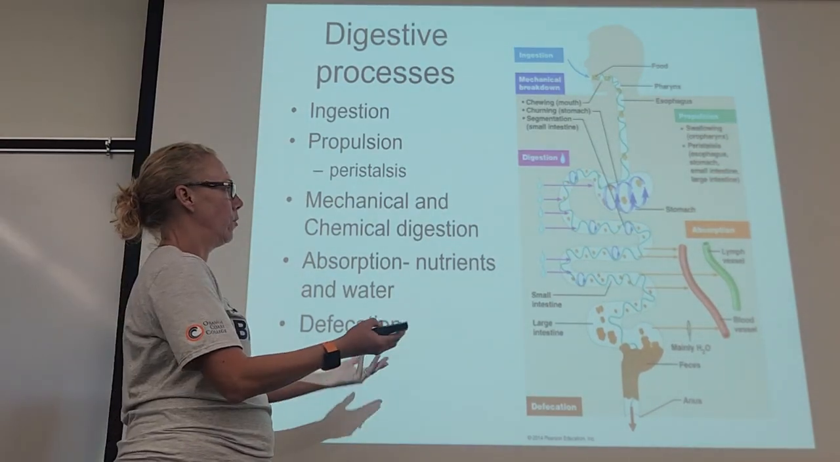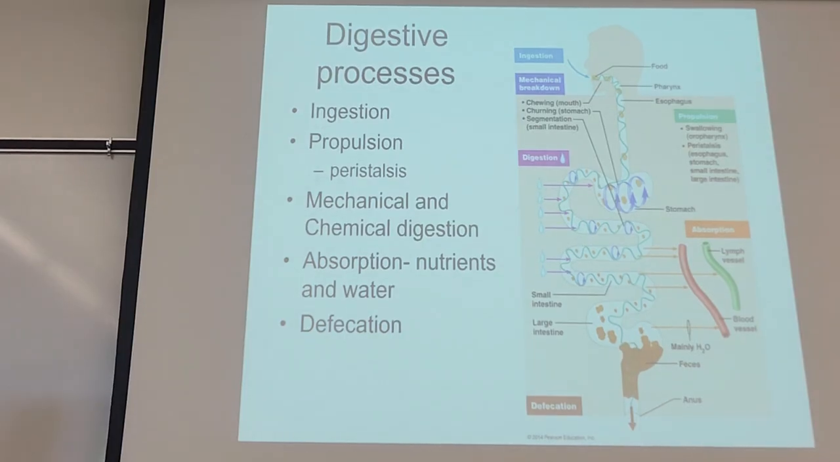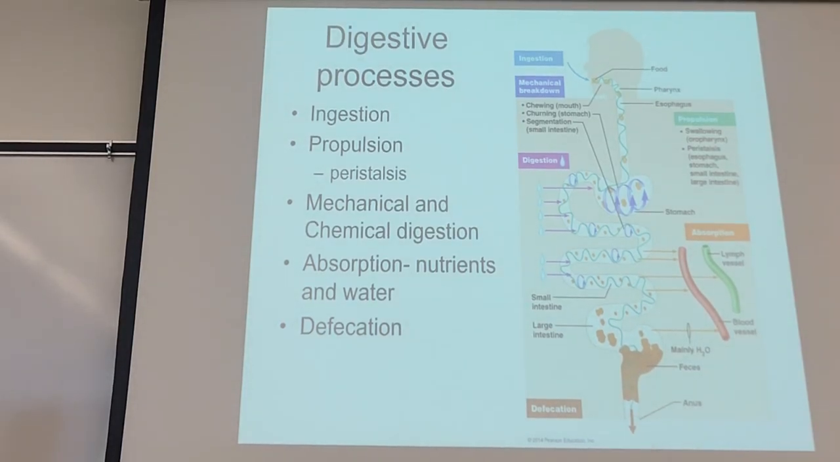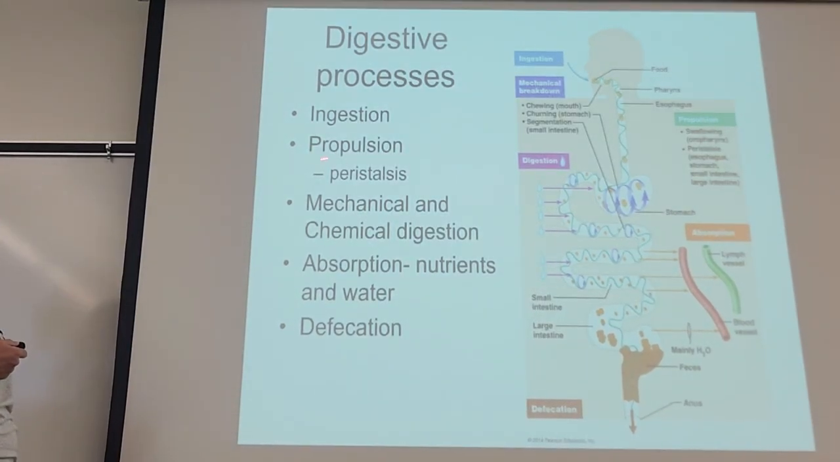So what's involved in digestion? Okay, so first you have to ingest things, right? You have to take it in. So that's food and liquid, okay? And then you have to pull it or push it through the tube, which is called propulsion, okay? And peristalsis is like waves of smooth muscle contraction to allow the product to move through the tube, okay?